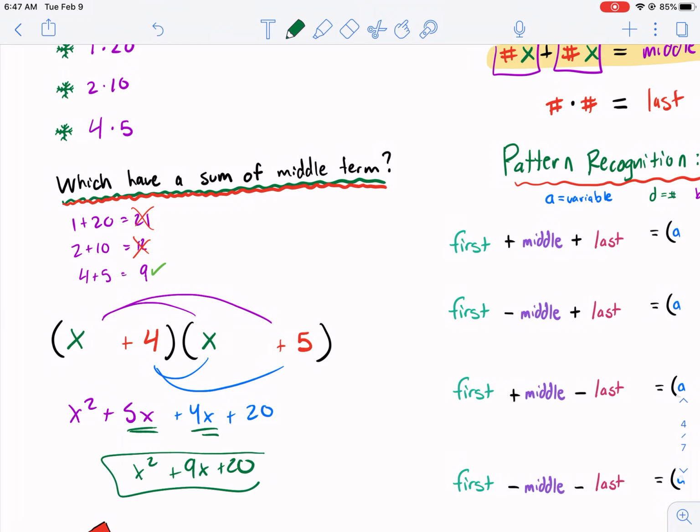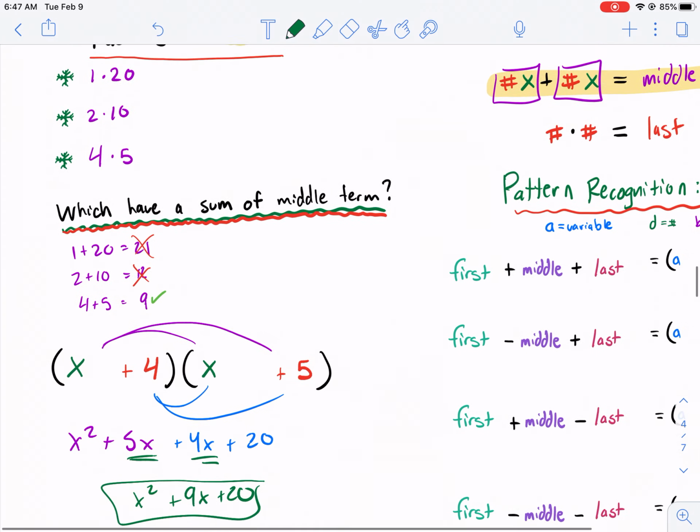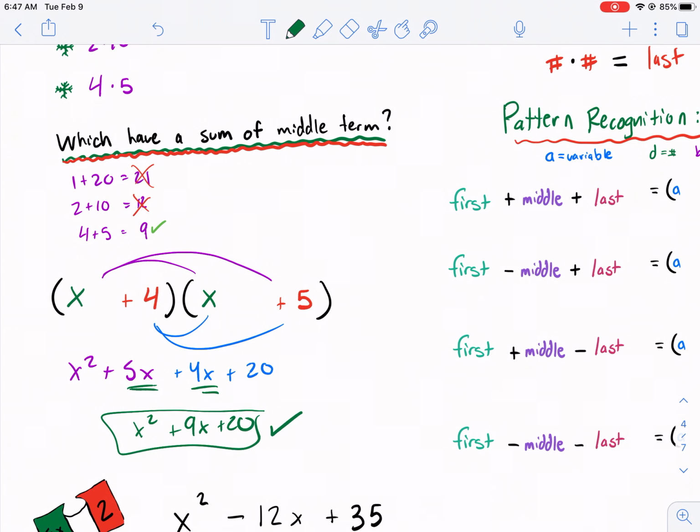Is that what we started with? Yes, it is. It is what we started with. That's how we can check our answer. But our answer, when we're factoring, is this right here. This is our answer right here: x plus 4 times the quantity x plus 5.